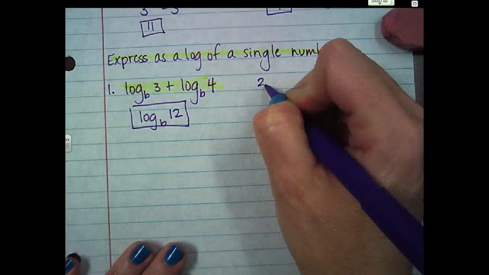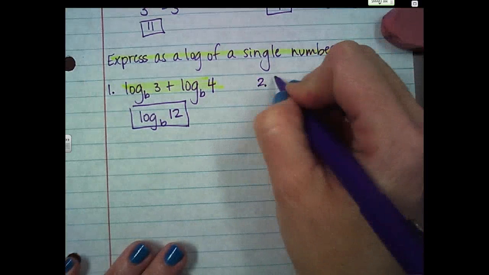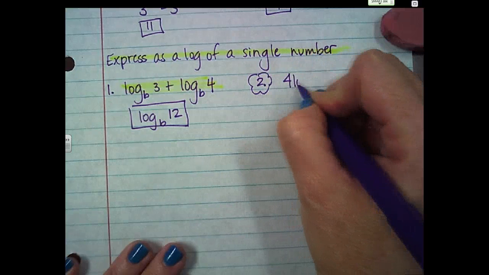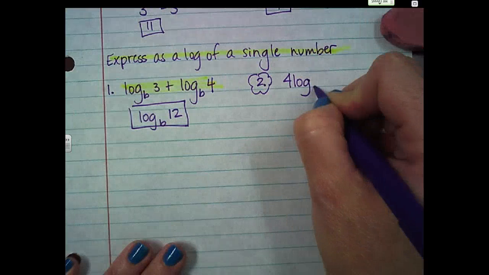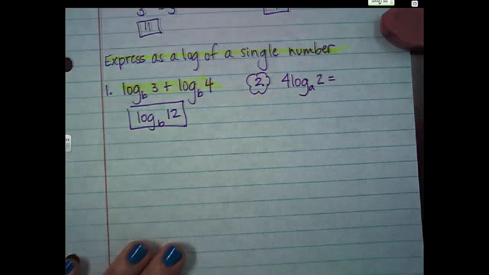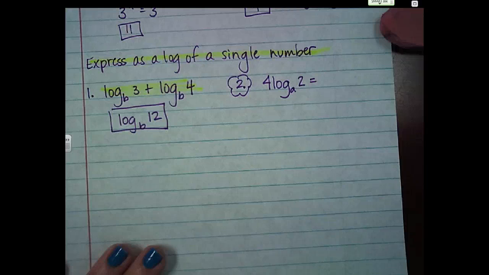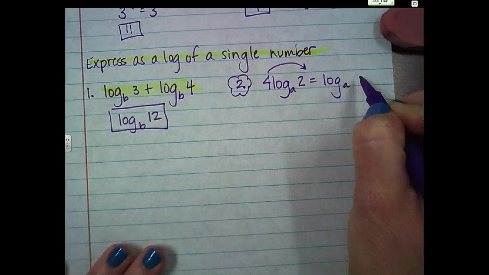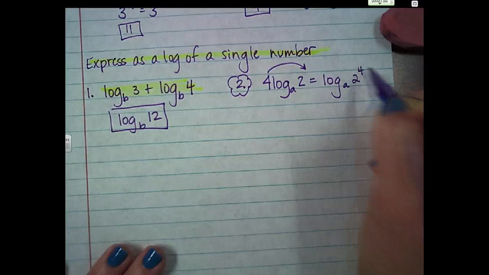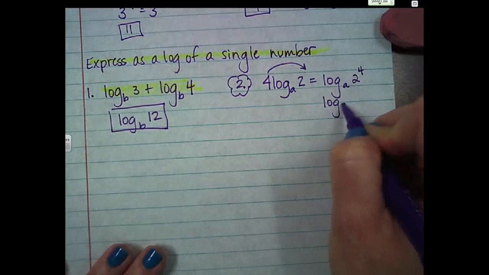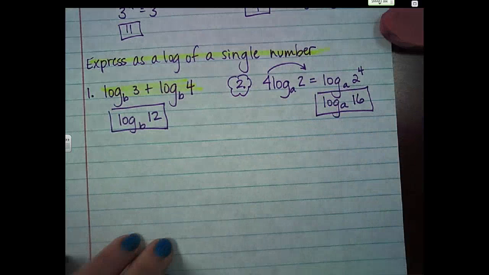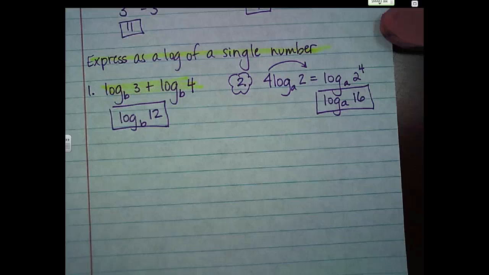Okay, number 2. This is just a little reminder. Here's a little bubble problem for a second. Remember I told you that if 4 log a of 2, what property would that turn into? What does the 4 become? It becomes the exponent. So this is the same as log a of 2 to the 4th power, which is the same as log base a of, what's 2 to the 4th? Yeah, 16. That's just a little reminder problem, because we're going to use it in the next problem.